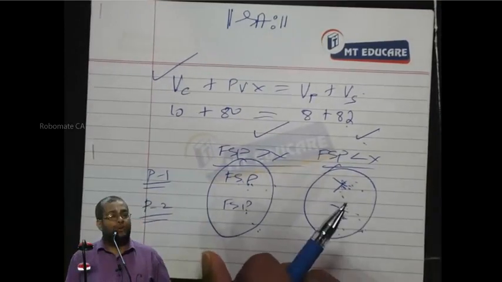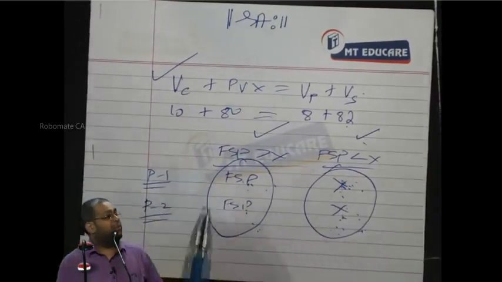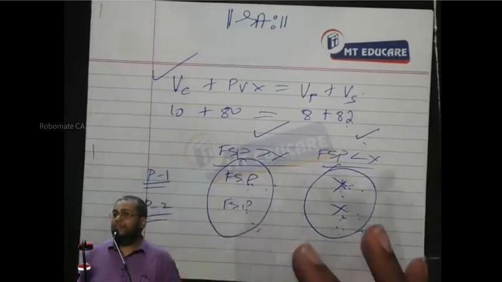What is the value of portfolio 1 today? VC plus PV of X. What is the value of portfolio 2 today? VP plus VS. That means what?